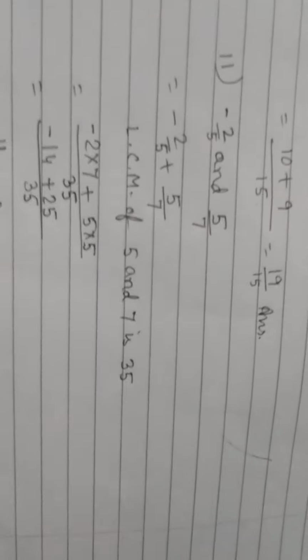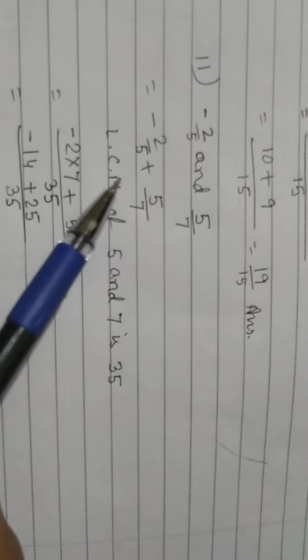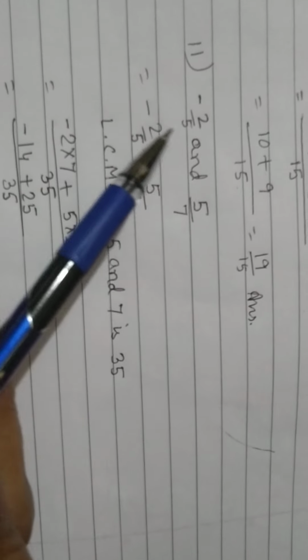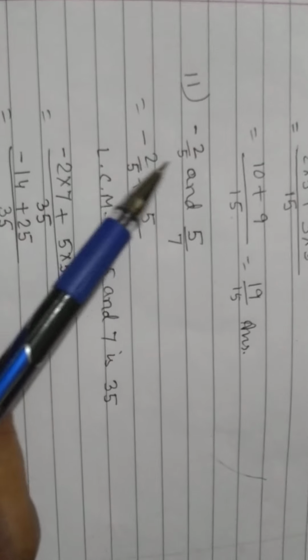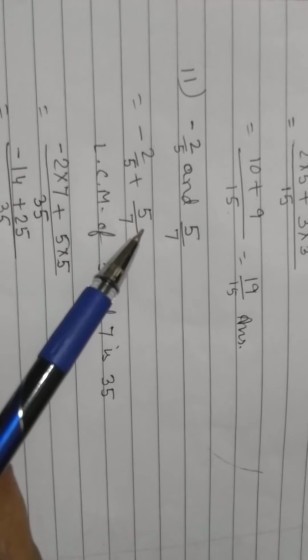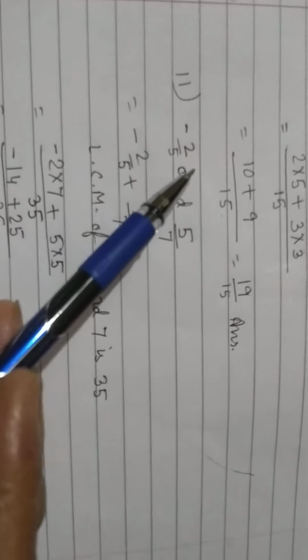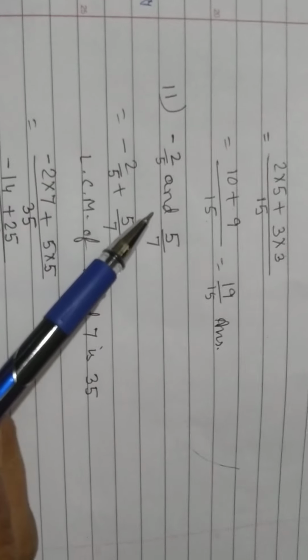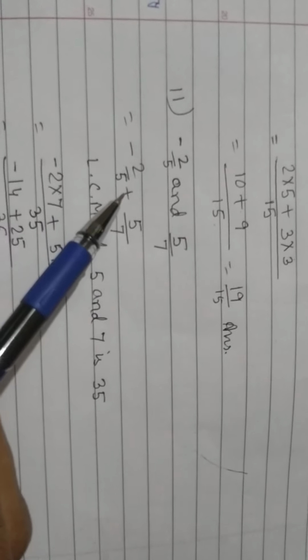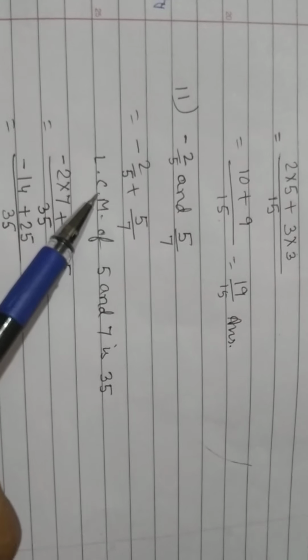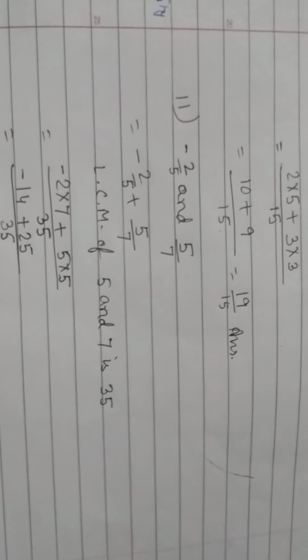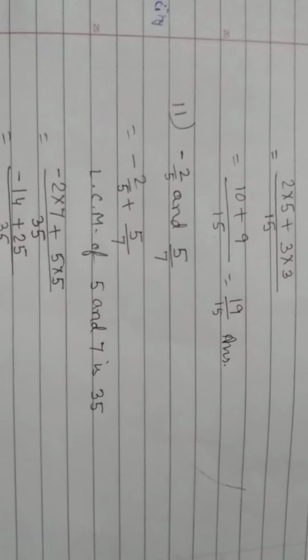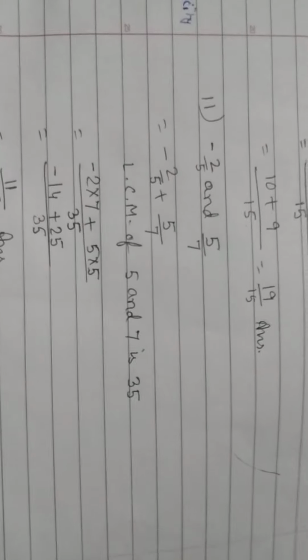Okay, now another sum. I am showing you another sum where one number is negative. The numbers are minus 2 by 5 and 5 by 7. Here also the denominators are different, so we write it this way: minus 2 by 5 plus 5 by 7. As we have to add, the sign will be plus. Now we have to find the LCM of the denominators. The LCM of 5 and 7 is 35.